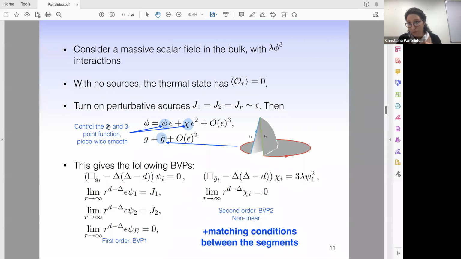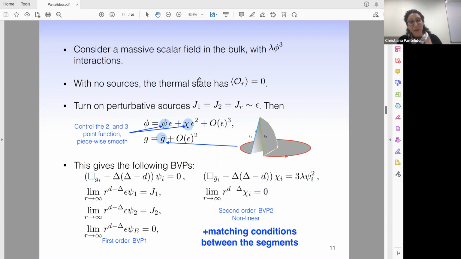That's why it controls the 2-point function. Now for the 3-point function, we need to know the VEV of the scalar operator at order epsilon square, and then we divide by the source twice. I see. I'll give the expressions later on, so hopefully it will be more clear. Anything else?